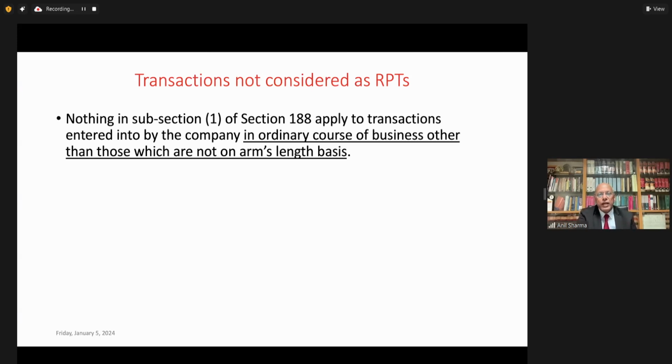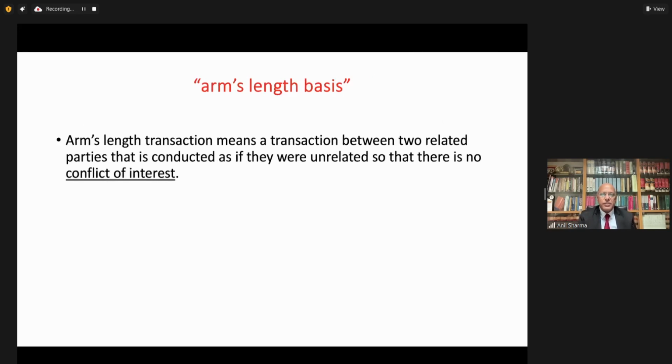So let's first look at these words very carefully: ordinary course of business and arm's length basis. What are these? So first, arm's length basis. An arm's length transaction means a transaction between two related parties that is conducted as if they are unrelated, so that there is no conflict of interest. So one more phrase has come into it, conflict of interest. So I think we must understand that term also before we understand arm's length transaction.